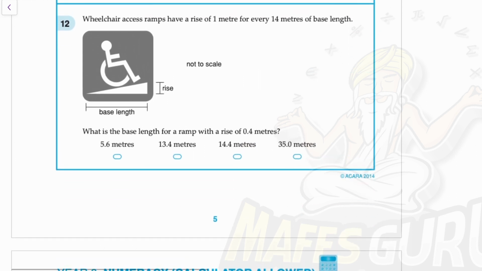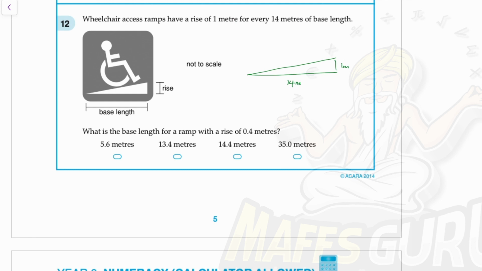Wheelchair access ramps have a rise of 1 meter for every 14 meters of base length. So what that means is for 14 meters that way, it goes 1 meter up. There we go. What is the base length for a ramp of rise 0.4 meters?